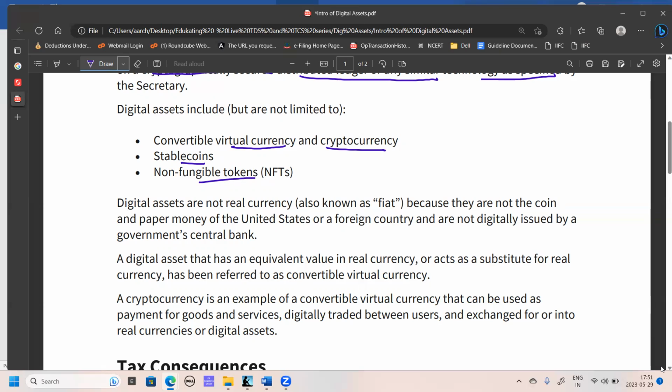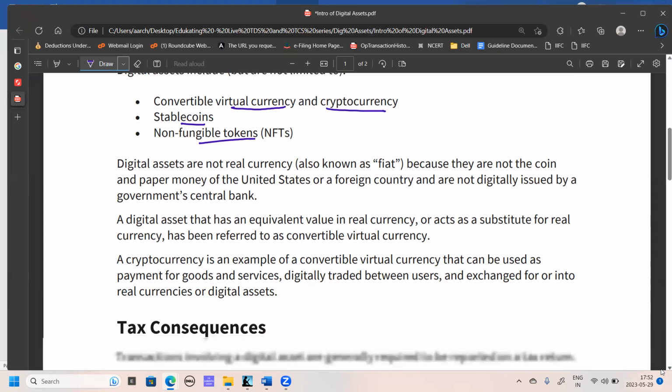In short, suppose I'm going to buy something in the market, and instead of paying in rupees or in Indian currency or any other currency relevant to the respective country, we can pay digital money. We can pay the amount in Bitcoin, Ether, or any other crypto or digital asset. So that digital asset will be referred to as a convertible virtual currency. A cryptocurrency is an example of a convertible virtual currency that can be used as payment for goods and services, digitally traded between users and exchanges, etc.